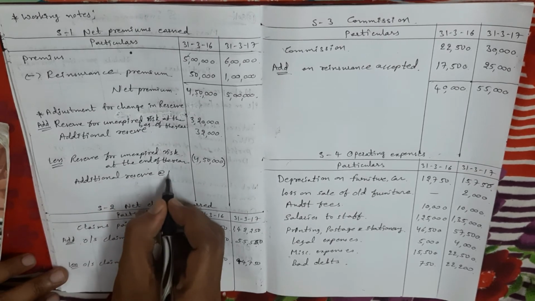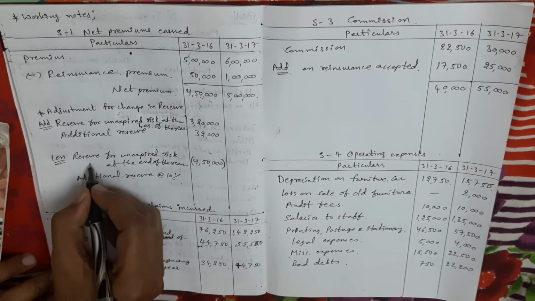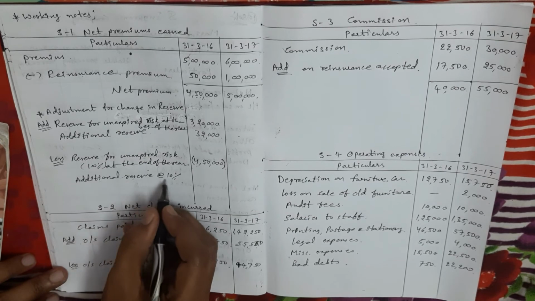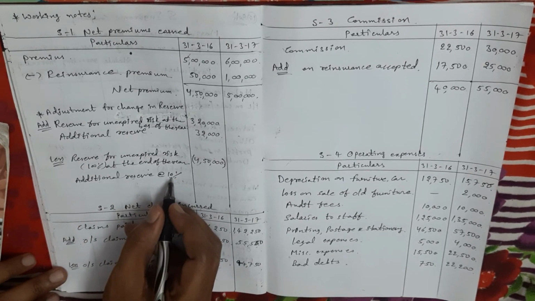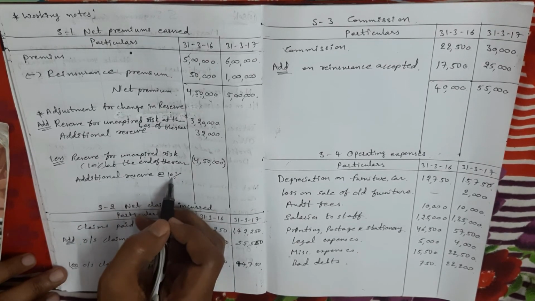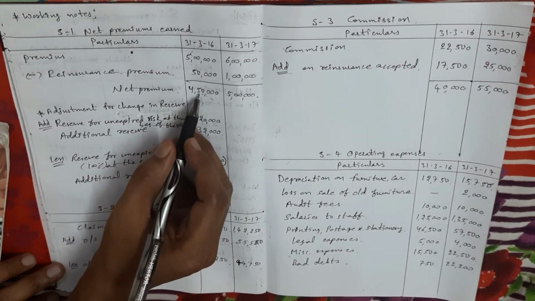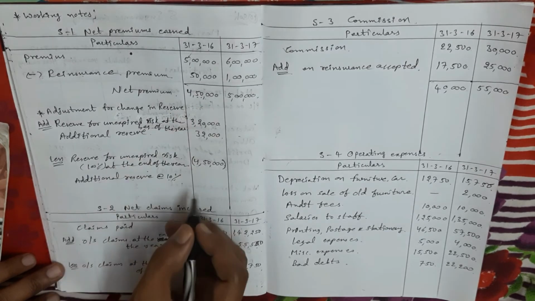Okay, next additional reserve. Additional reserve is at 10 percentage. 10 percentage on what? Generally we calculate on this amount, but in this problem additional reserve also we have to calculate on net premium amounts. Clearly mentioned in the problem.